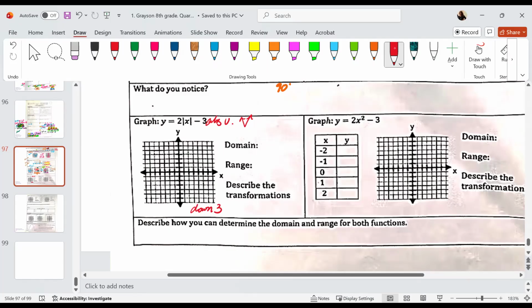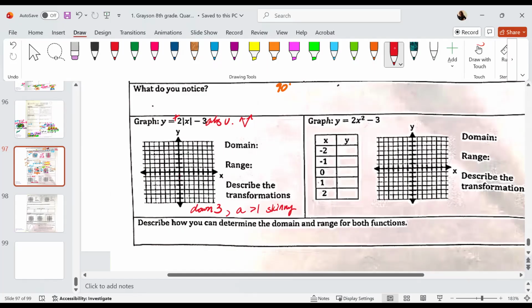There's nothing inside there, so you're not going right or left. It's staying at 0. What does that 2 mean? Is it facing up or facing down? It's a positive, so you know it's facing up. We know that. Okay, but what does a 2 mean? 2 is greater than 1, so it's going to be a skinnier V shape.